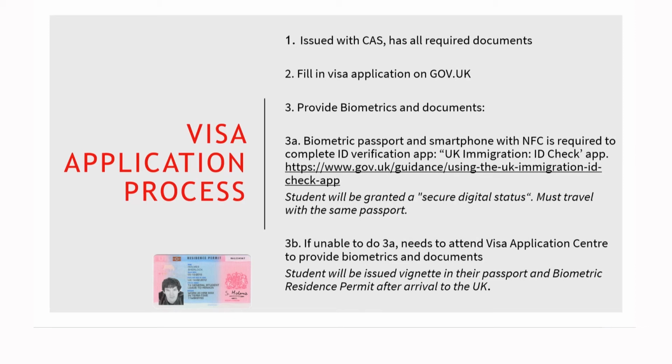Option 2, if you're unable to use the app for any reason, is that you need to visit a visa application centre. At that visa application centre, they will take your passport and they will also take copies of any of the required documents that you're required to submit. Your visa will then be assessed, and when it's issued, you will receive an entry stamp or an entry vignette in your passport. And then once you enter the UK, you will be able to collect a biometrics residence permit, which will then be your physical visa. And the biometrics resident permit appears on that screen.